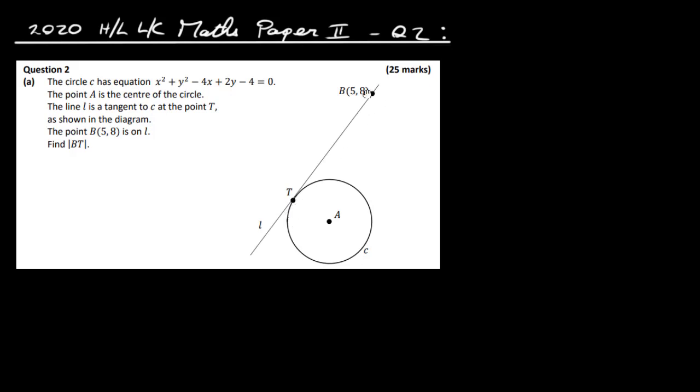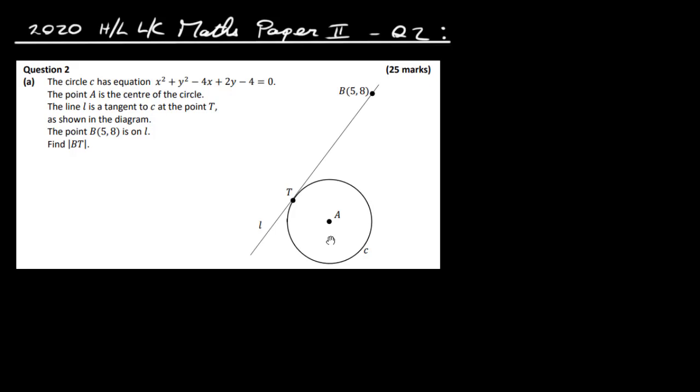The point B is (5, 8), and that's on this line L. Find the distance from B to T. Okay, so what you should recognize here is that the distance from A to T is the radius, and that's going to be at right angles to our line L, because a tangent to the circle will meet the radius at the circle at right angles. And also this shape here from A to T to B is a right angle triangle. So we're going to use that fact.